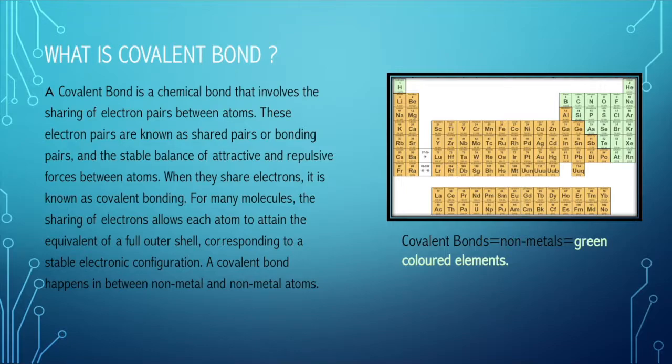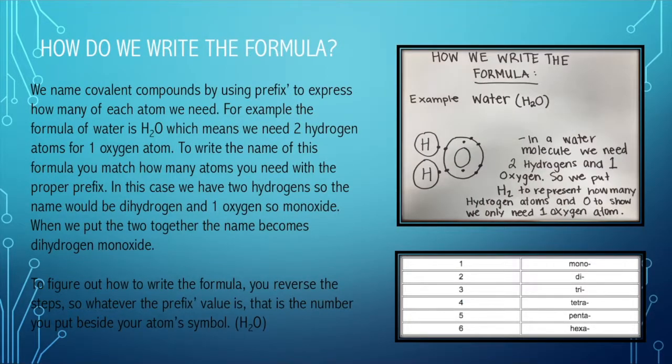A covalent bond is a chemical bond that happens between two or more atoms sharing their electrons. A covalent bond can be more stable compared to an ionic bond. By sharing electrons, each atom can maintain the equivalent of a full outer shell. So how do we write the formula?